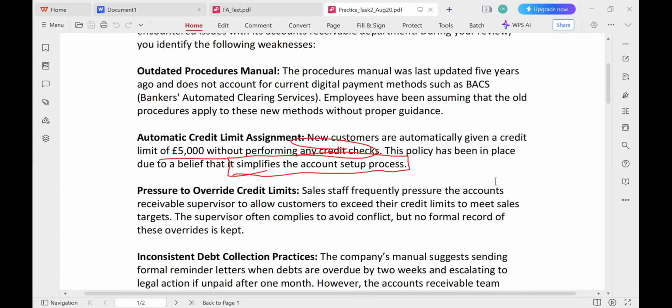Okay, this is exactly what happened. That is exactly the reason why we had the 2008 financial crisis across the world, because the U.S. banking system was assigning credit limits to customers who would otherwise not be able to be given that type of credit limit.